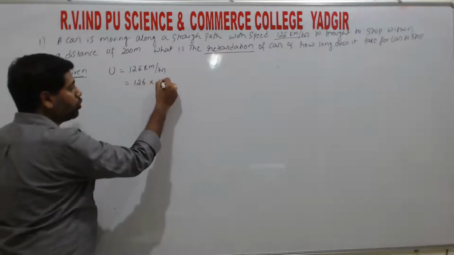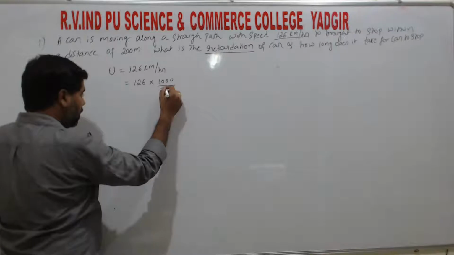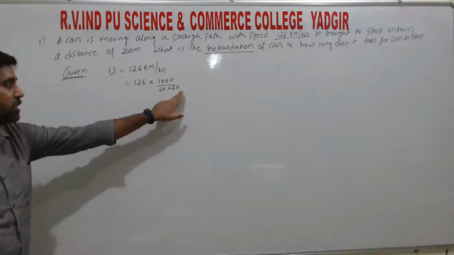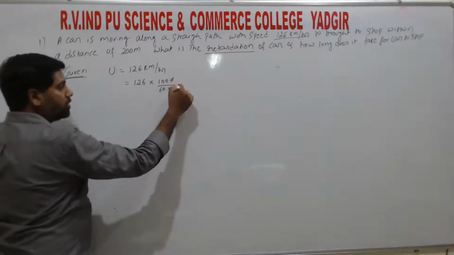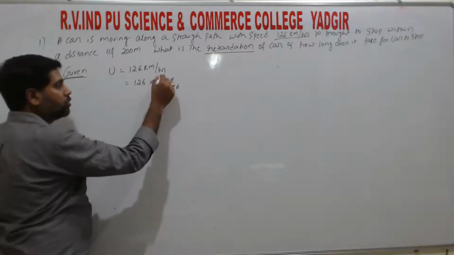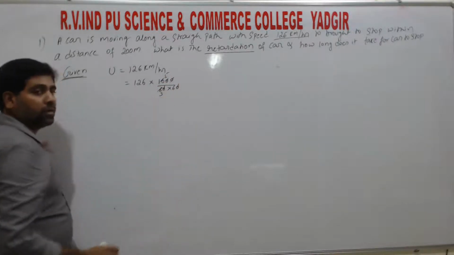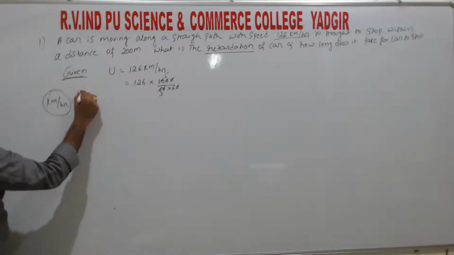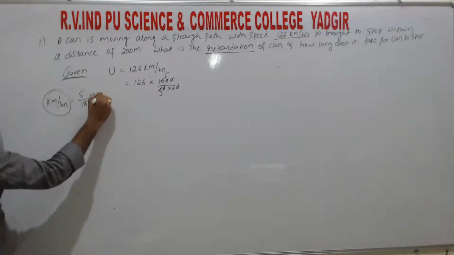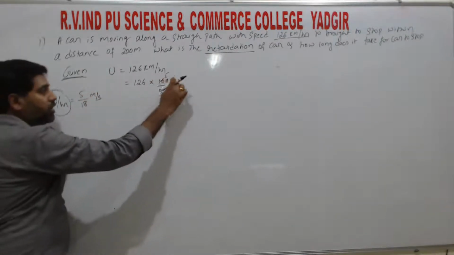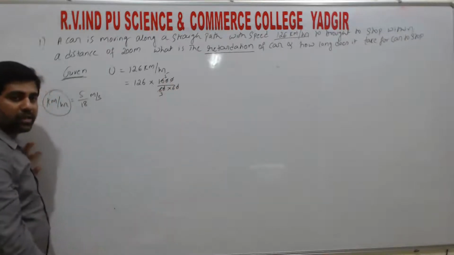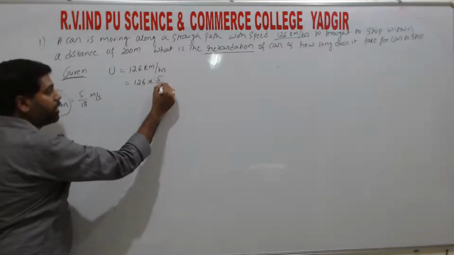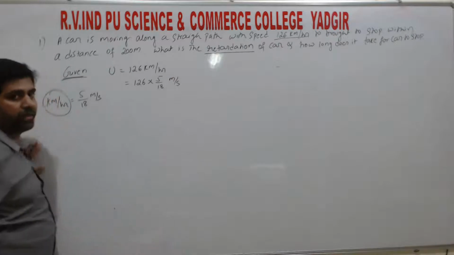So that is 126 into 1000 divided by 60 into 60, right? 60 minutes, 60 seconds. So 10 gets cancelled, 10 gets cancelled. 2 5s are 10, 2 3s are 6. So every time they give it in kilometer per hour, this value equals 5 divided by 18 meter per second, right? You don't need to write 1000 divided by 3600 every time. Directly we can substitute 126 into 5 divided by 18 meter per second.